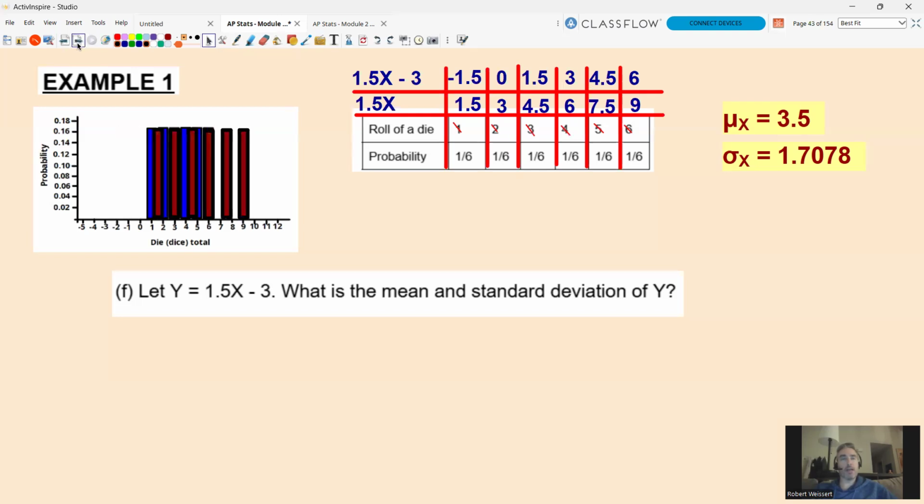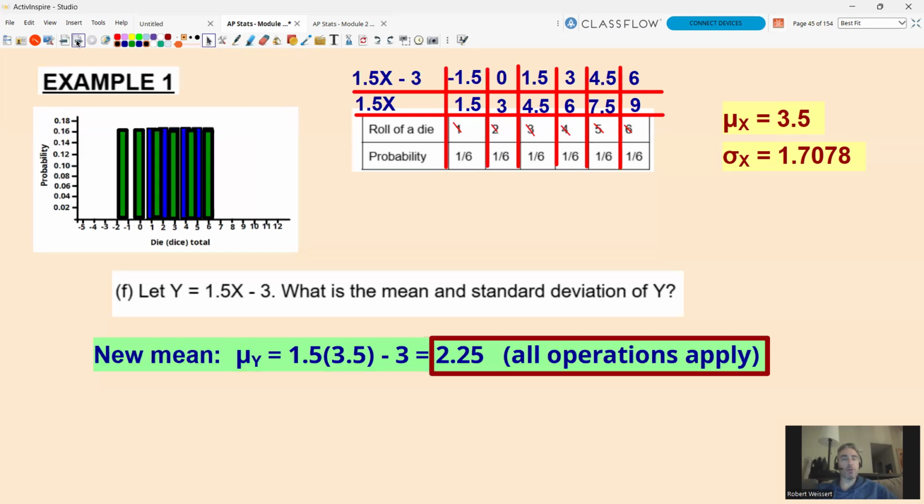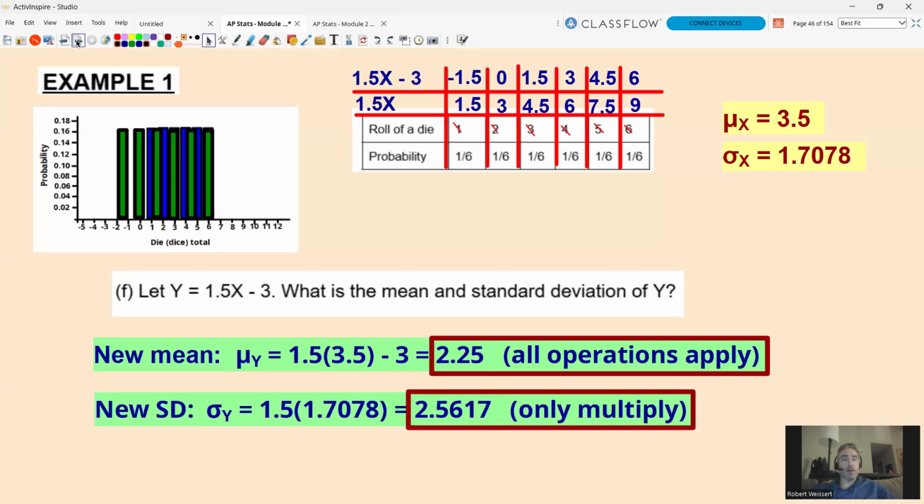So notice that it's not any less or more spread out than multiplying by 1.5. All we did is move it to the left a little bit. So what that's going to do is multiply the mean by 1.5 and subtract 3 from it. So that new mean is going to be 2.25. The standard deviation, however, only the multiplication is actually going to affect it. And you can verify all this in your calculator if you want to. The shape's still going to be the same.